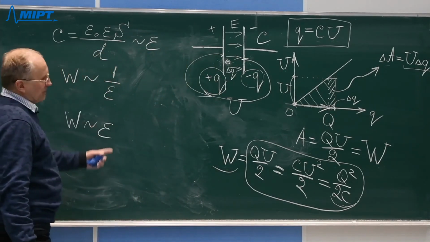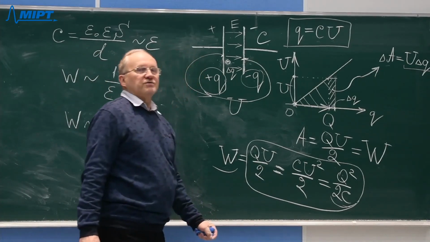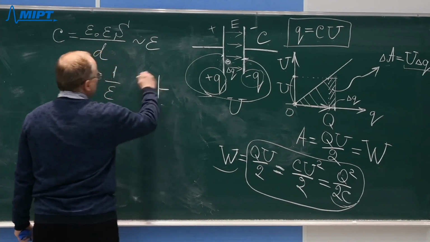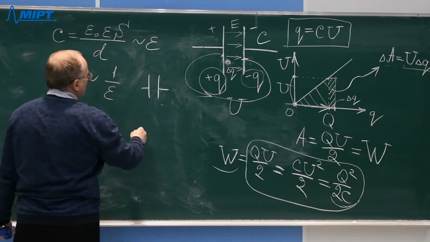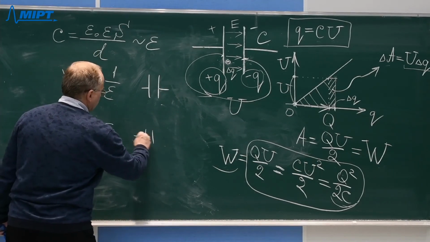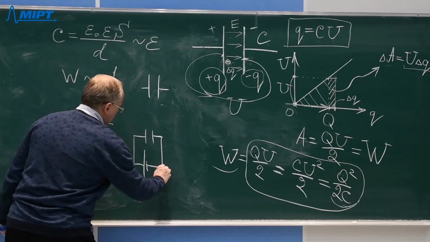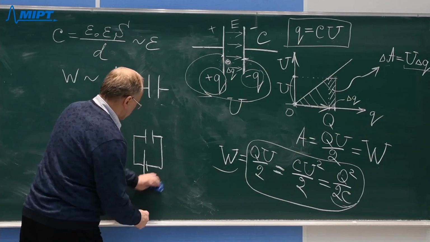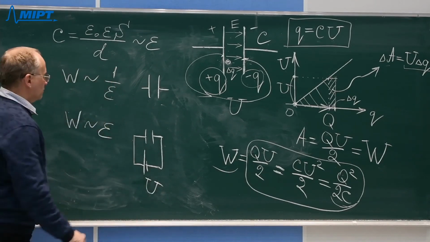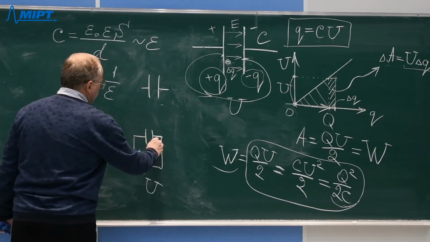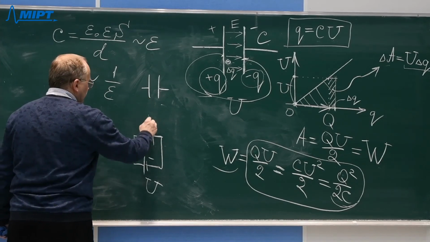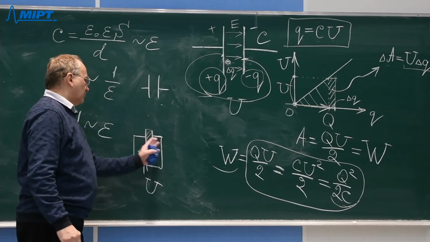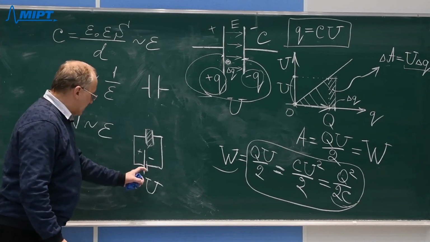So the energy may depend in different ways. The energy of the charged capacitor may depend differently for a separate capacitor disconnected from all other circuits, or a capacitor connected to an external voltage source which gives a constant voltage U. And in this case, if we insert some dielectric slab between the plates of the capacitor, the voltage will remain the same.